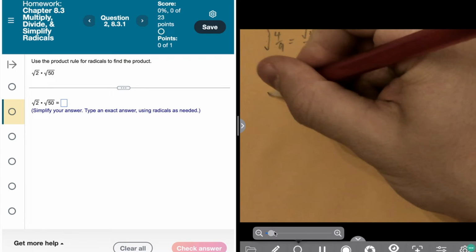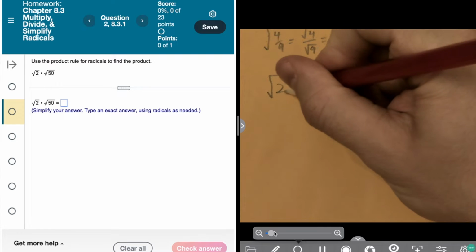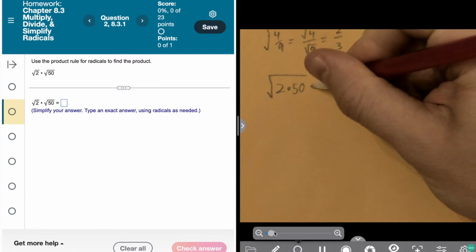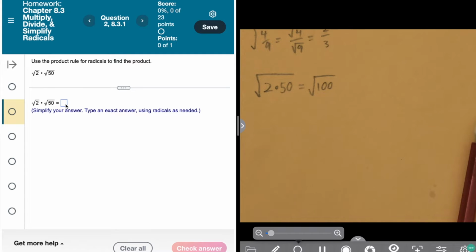The first example would say, hey, you have the square root of 2 and the square root of 50, and you're multiplying them. Why not find the square root of 2 times 50? Because according to our rules, we can do that. Well, that's 100, and 100 roots to 10.